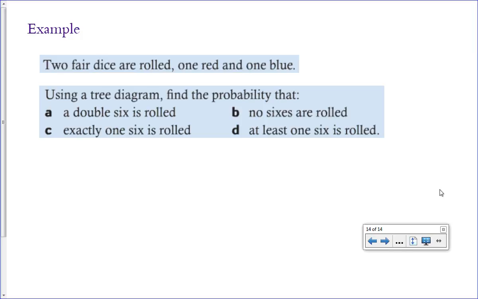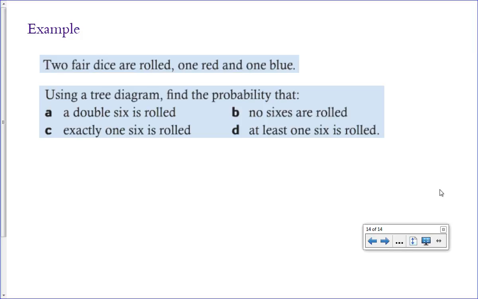And if we didn't get a 6 and we rolled the blue dice, well, again, we could obtain a 6 or not a 6. So that's the tree diagram of the rolling of one dice followed by the rolling of another. But along each of these branches, we need to put the probability so we can actually use this tree to help us calculate some probabilities.